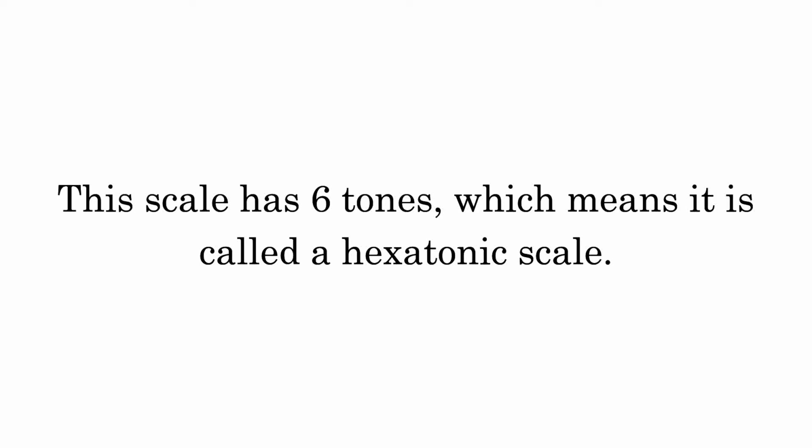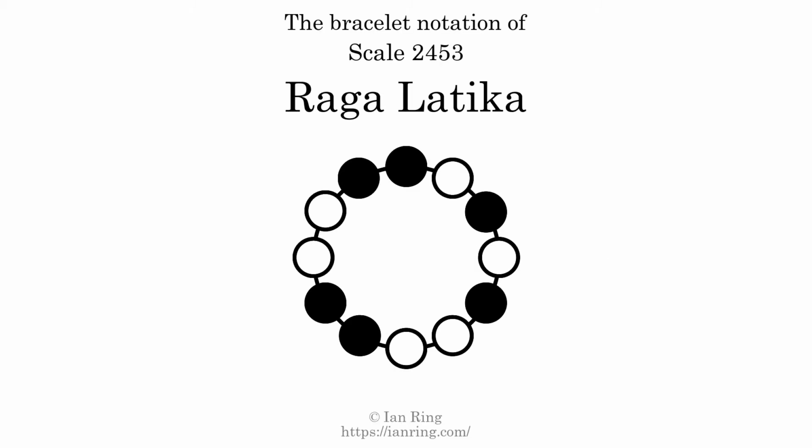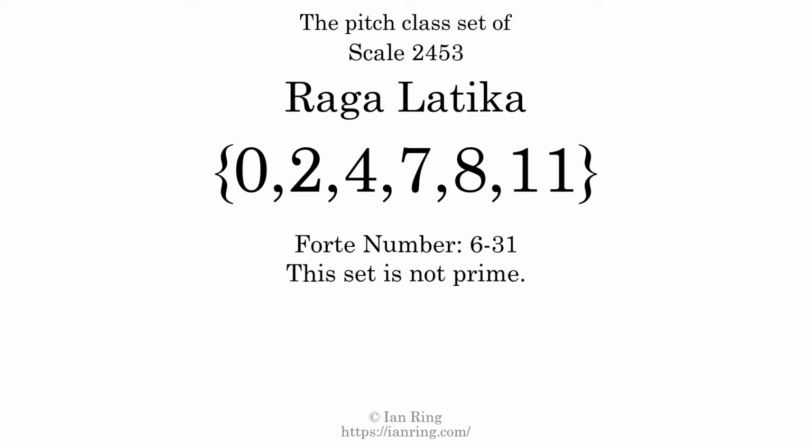This scale has 6 tones, which means it is called a hexatonic scale. This is a bracelet notation diagram of scale 2453. The shaded circles represent tones that appear in the scale, and they are read clockwise, starting at the top. The pitch class set for this scale is 0, 2, 4, 7, 8, 11. The fault class is 631. This set is not prime.